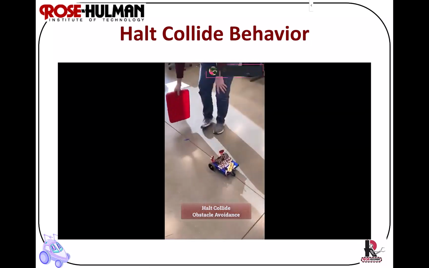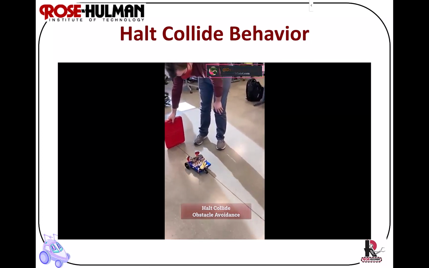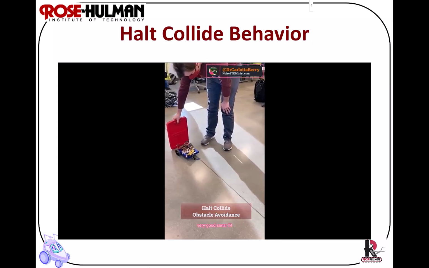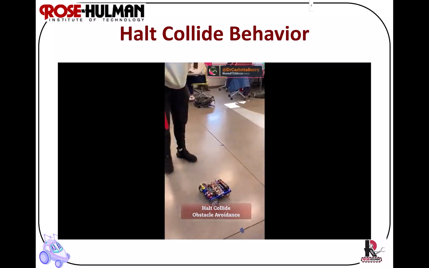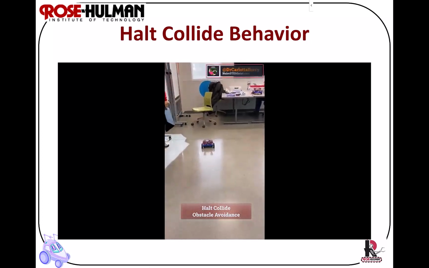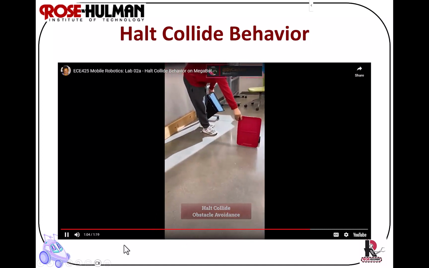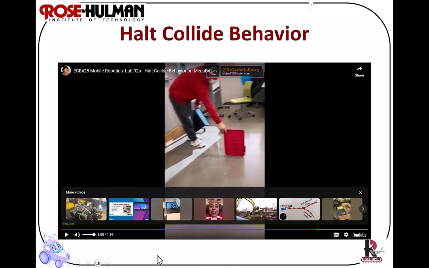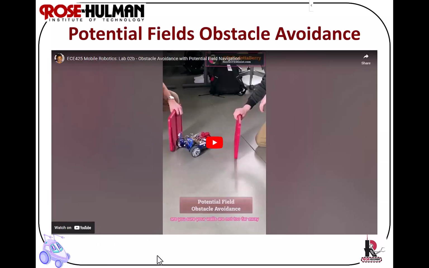Collide. Very good. Sonar IR. Lift her up. All right. This is halt collide behavior. Red LED turns on. So now that was an example of the halt or collide behavior. The bang bang controller means the robot should start back moving if the obstacle is removed.